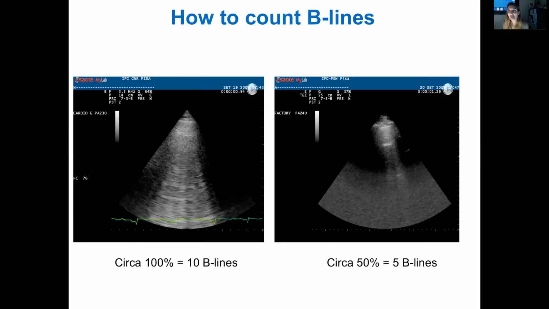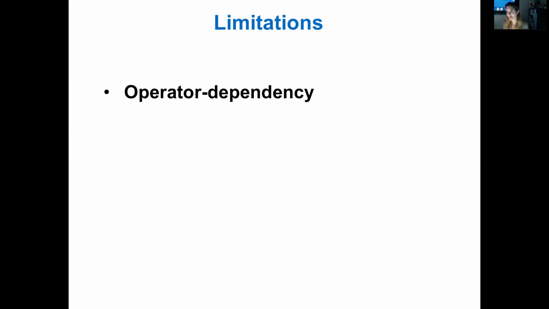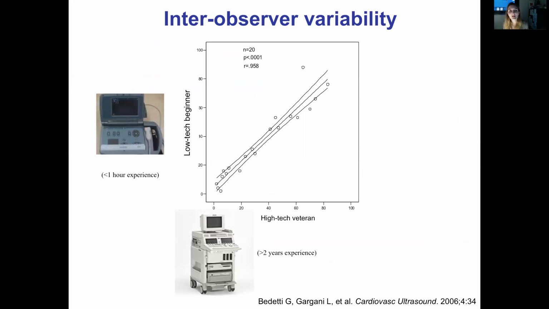Okay, so limitations. Again, I like to stress this. We all are very enthusiastic about lung ultrasound. It's really useful, but we have to know its limitations, otherwise we cannot use it properly. It's echo, so it has a kind of operator dependency, okay? Although I have to say that the inter-observer variability is lower than other ultrasound techniques, because lung ultrasound is quite easy.